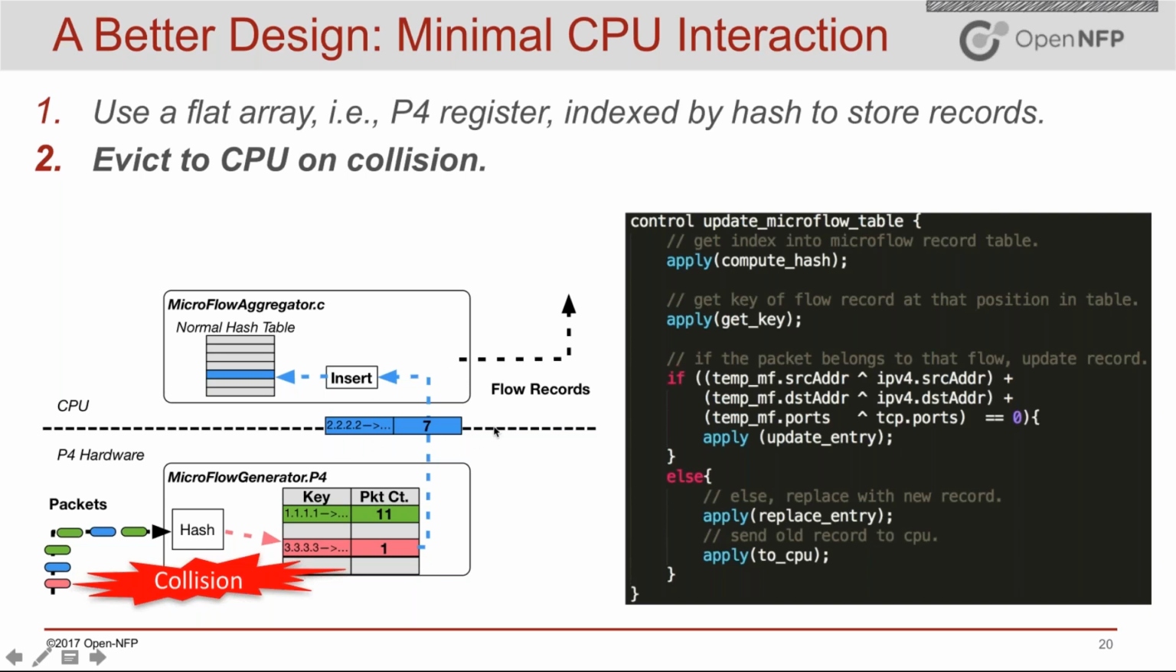This evicted record is a microflow. The CPU takes that microflow and inserts it into a regular hash table that ultimately aggregates the microflows into complete flow records. The benefit is the P4 component can do all of this logic at line rate without needing to invoke the CPU. And the CPU benefits because instead of operating on packets, it's operating on these microflows, and each microflow represents, ideally, many packets. So the overall workload is reduced.